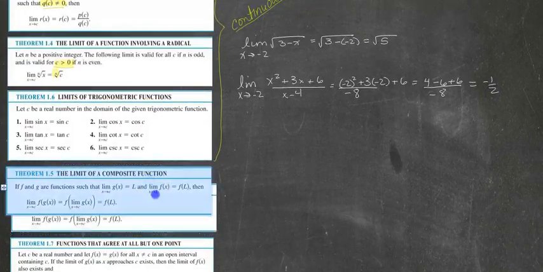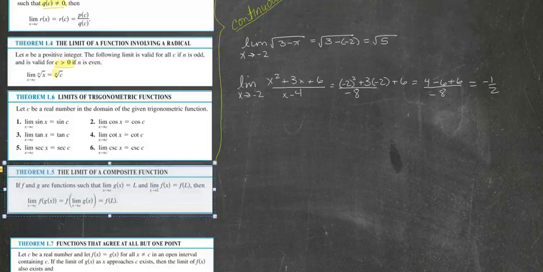So now let's look at the limit of a composite function. And this one's kind of interesting. We've already done one, but it's kind of interesting when you look at it, that what it's telling us is that if f and g are two functions, so that the limit as x approaches c of g of x equals some limit L, and the same thing for f, then the limit of f of g of x equals f of L.